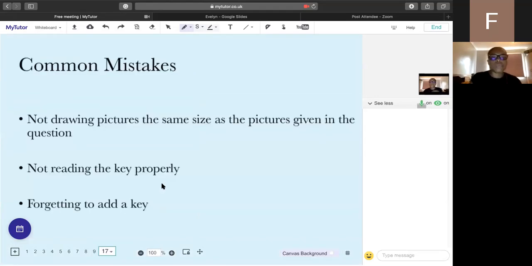So we've gone through the common mistakes already. People usually don't draw the pictures the same size as the pictures given in the question. Make sure you read the key properly. It is very important. And if you are drawing a pictogram, make sure that you add a key also.